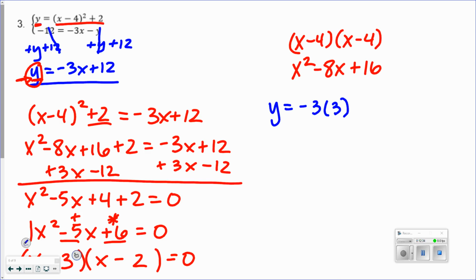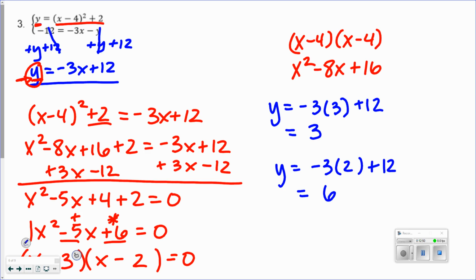Alright, so I get two solutions. So when x is 3, y is 3, and then when x is 2, y is 6. So those are the solutions to the system.